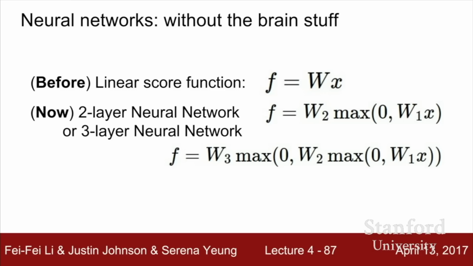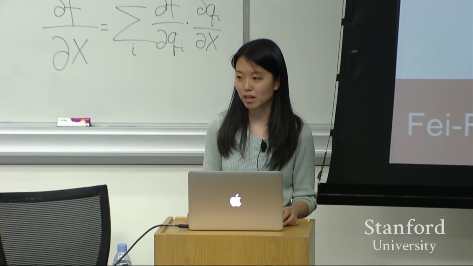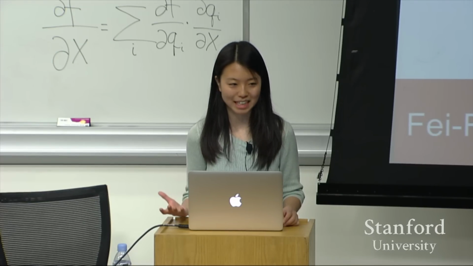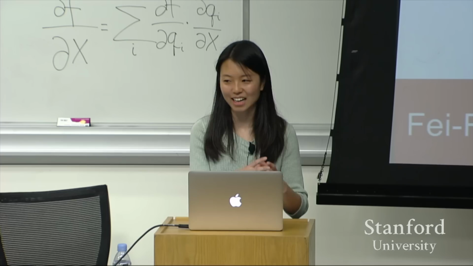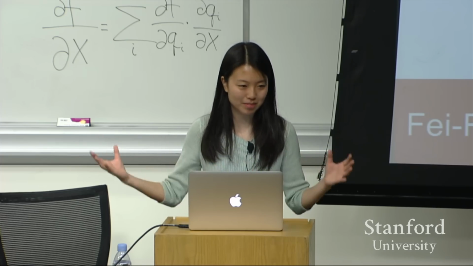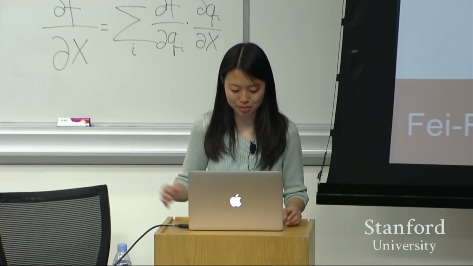stack more layers of these to get deeper networks of arbitrary depth, right? So we can just do this one more time, add another max nonlinearity, and matrix multiply now by W3, and now we have a 3-layer neural network, right? And so this is where the term deep neural networks is basically coming from, right? This idea that you can stack multiple of these layers, for very deep networks.